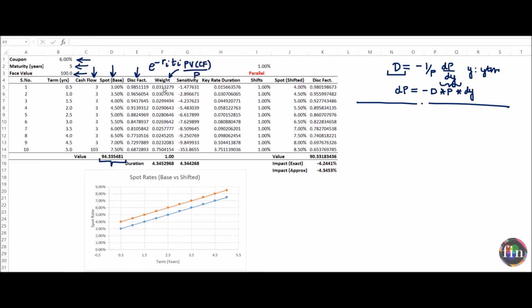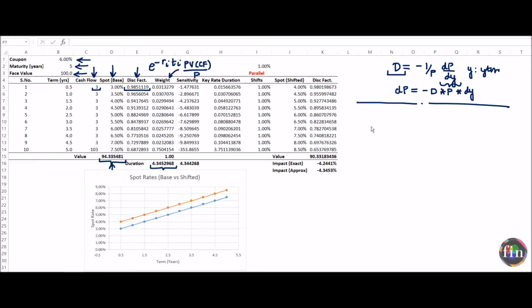So all that I have to do to compute this weight is take the cash flow, which is, let's say, 3, times the discount factor, which is this, divided by the price, which is this, and I get the weight which is given in column F. So first check, if you sum all the weights, you get a 1. Then just do a weighted average. That means a sum product of column B with column F, and you get your duration to be 4.3452968. Okay, so this is my duration, although it's computed using a different definition altogether.